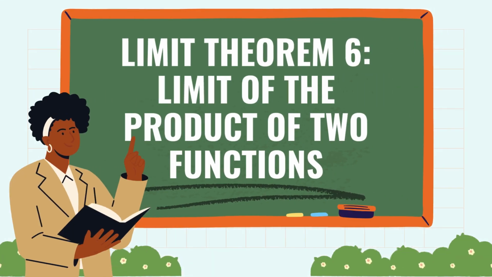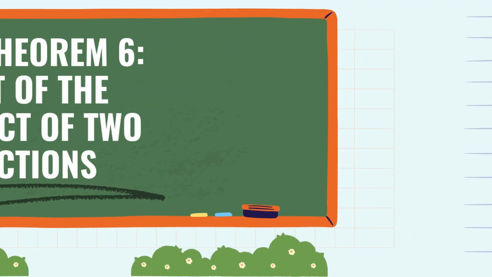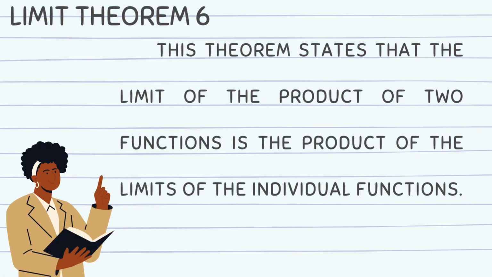For this video, we will be learning about the sixth limit theorem, which is also called the limit of the product of two functions. This theorem states that the limit of the product of two functions is the product of the limits of the individual functions.